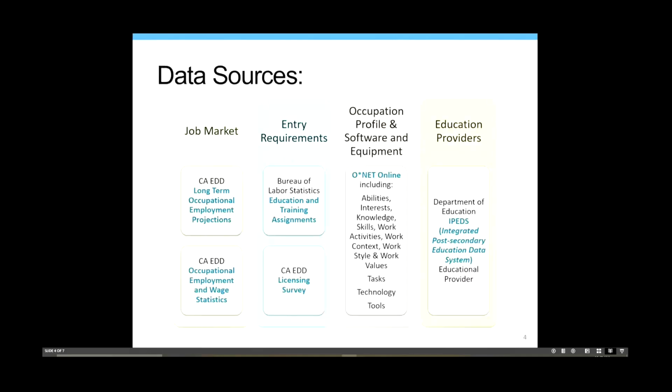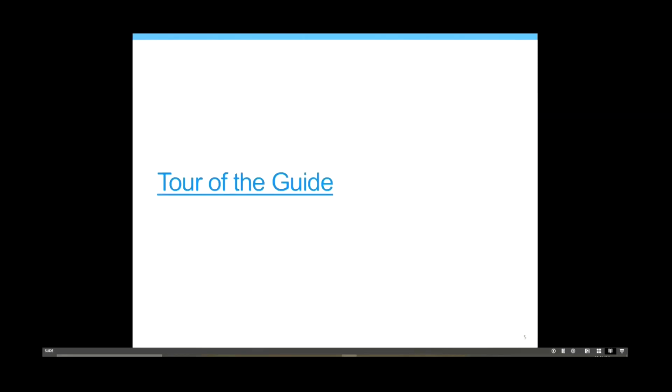For those interested in this information, our data sources come from standard labor market data collected by the state and federal government. We also have licensing surveys that are done here in California. We use a large set of O*NET information, and we also use Department of Education post-secondary educational provider information. So let's go take a tour of the guide.